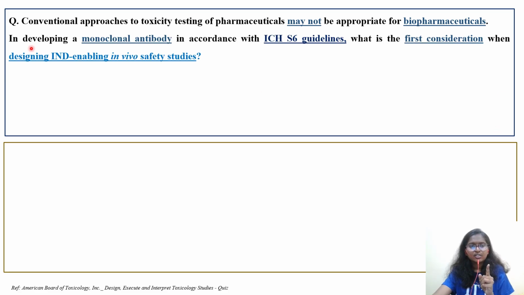Let's see. In continuation of this question, in developing a monoclonal antibody in accordance with the ICH-S6 guideline, we have to remember ICH-S6 is a guideline which mentions what the study requirements are for biopharmaceutical submission to the regulatory agency. What is the first consideration when designing IND enabling biosafety studies? So let's see what options we have.